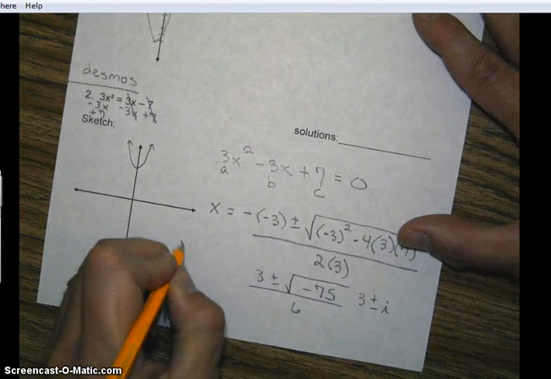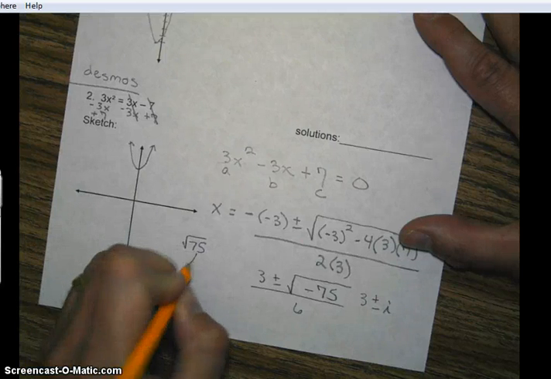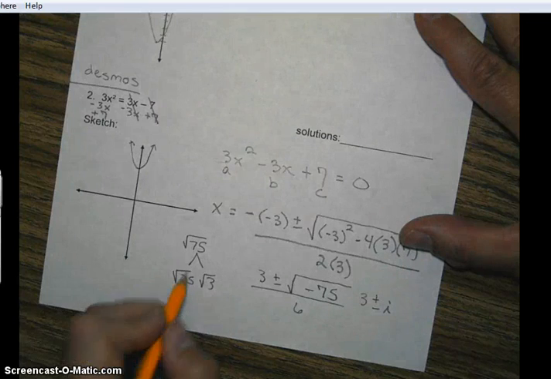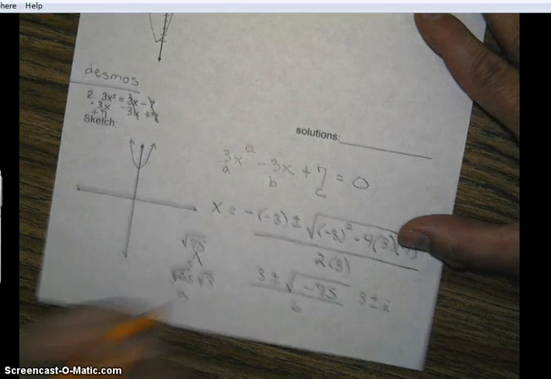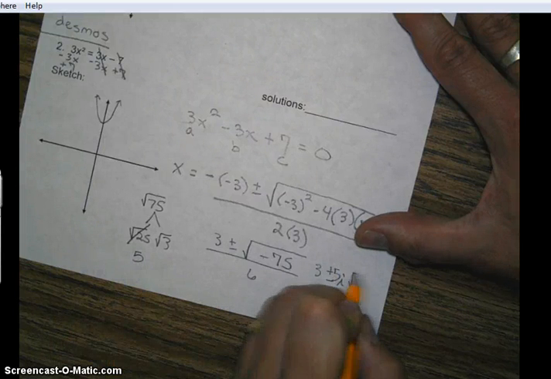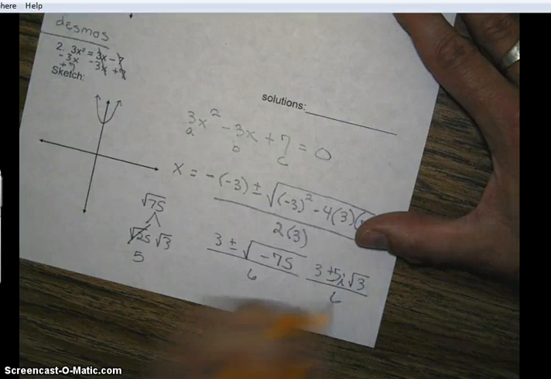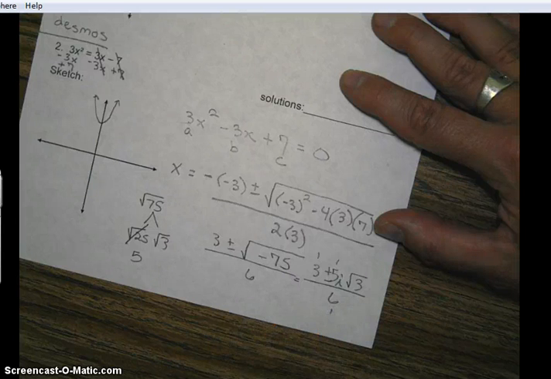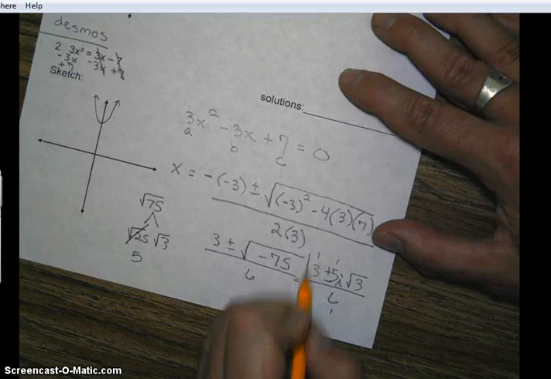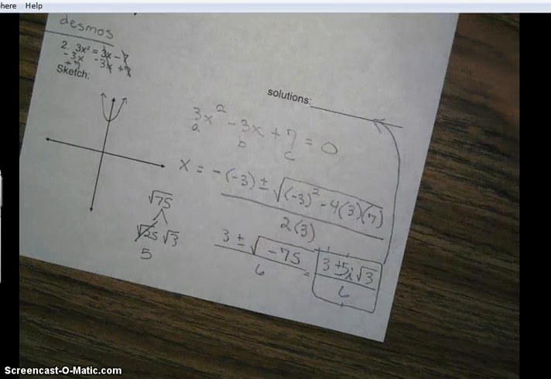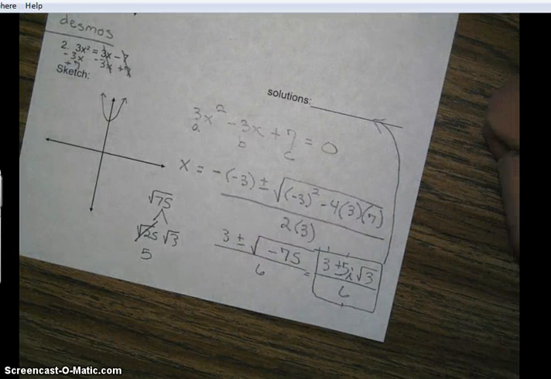So the square root of 75 is going to break down to the square root of 25 times 3. And the square root of 25 is 5. So we're going to put the number first, so 5i radical 3 over 6. Now, we want to check this number, this number, this number. Is there any number that goes into all 3 evenly? No. So we can't simplify it any farther. So that is your complex solutions.